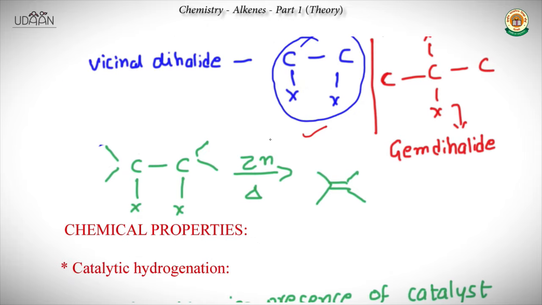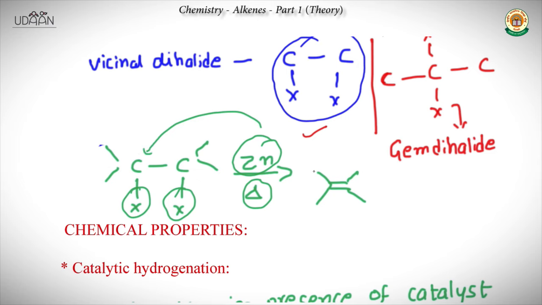When you treat this with zinc dust at high temperature, it will undergo elimination. It loses these two X ions and you will get an alkene here. So it loses both the X ions, you mean? And zinc gives electrons to it. Okay. So does it have anything to do with help because we have heat here?